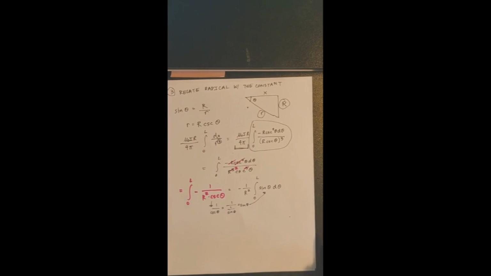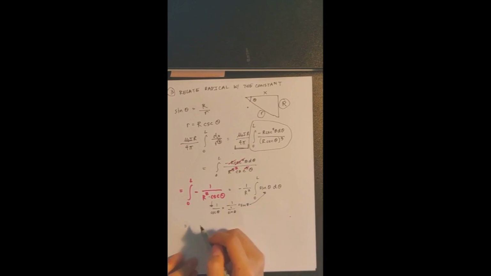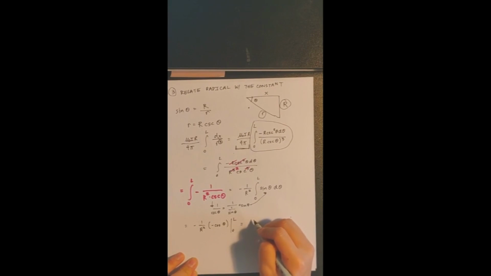So now we just have to integrate all of this. If you guys remember, the integral of sine is just going to be negative cosine. So we're going to have 1 over R squared times negative cosine theta from 0 to L. Because negative negative gives us positive, you can just write this as 1 over R squared positive cosine theta, 0 to L.